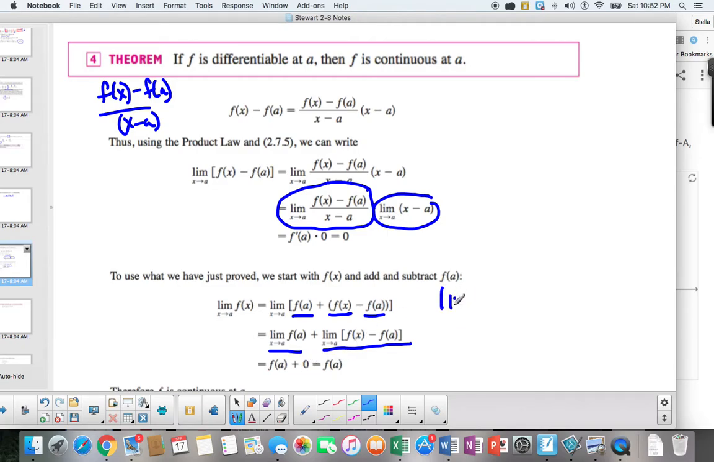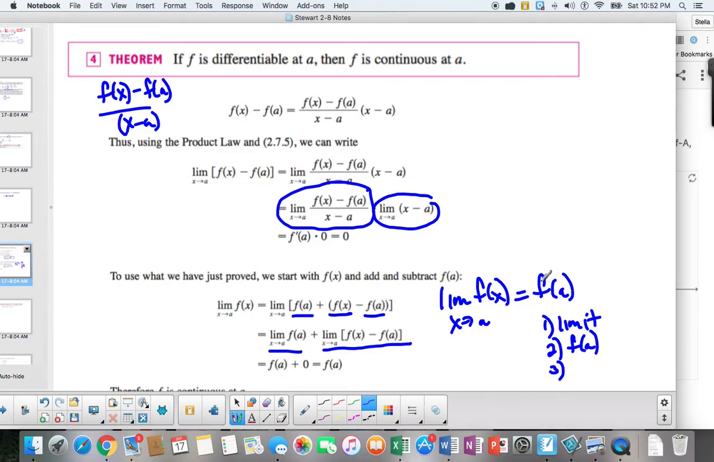Now let's start from the beginning. The limit as x approaches a of f of x is equal to f of a. Now what are the requirements for continuity? One, that the limit exists. And the limit does exist because it has an answer. Second, that f of a exists. And f of a does exist. There is a number for it. And the third requirement is that the limit equal the value, which is what we're showing right here.